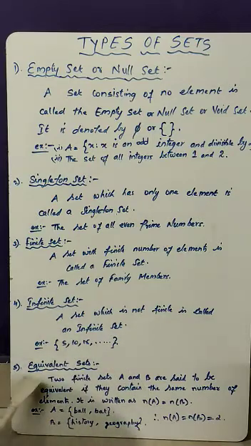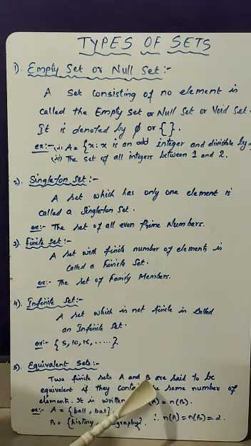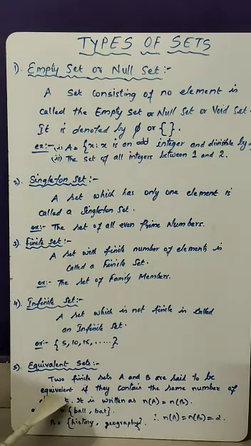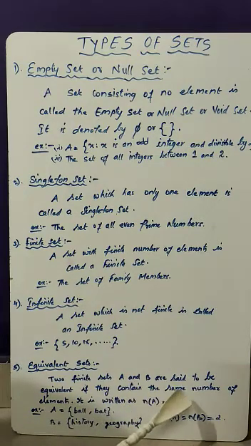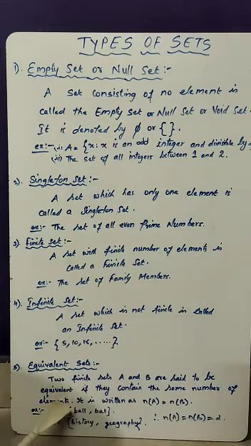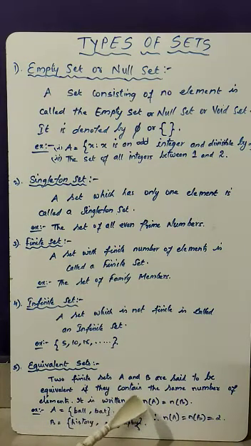And the fifth one is equivalent sets. Two finite sets A and B are said to be equivalent if they contain the same number of elements. It is written as n(A) is equal to n(B). That means the number of elements of A and B are the same, not the exact elements. Only the number of elements is the same. That is called an equivalent set.